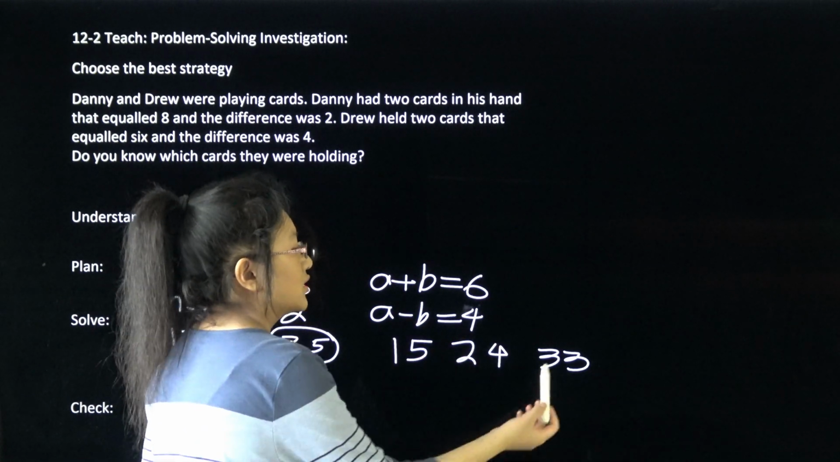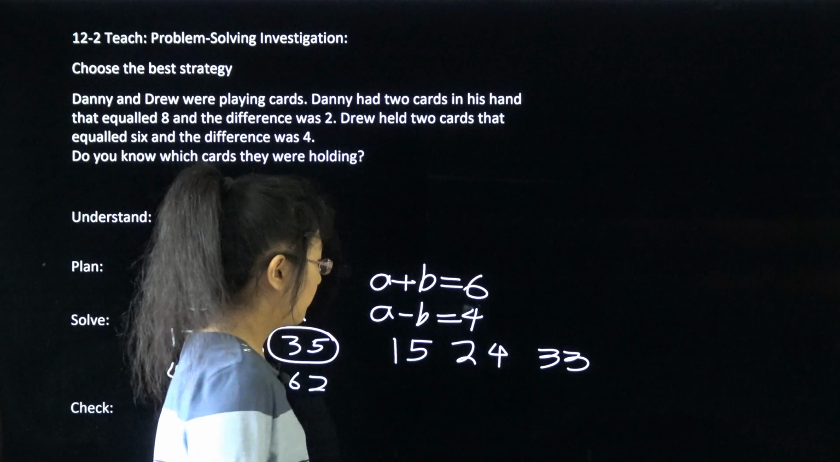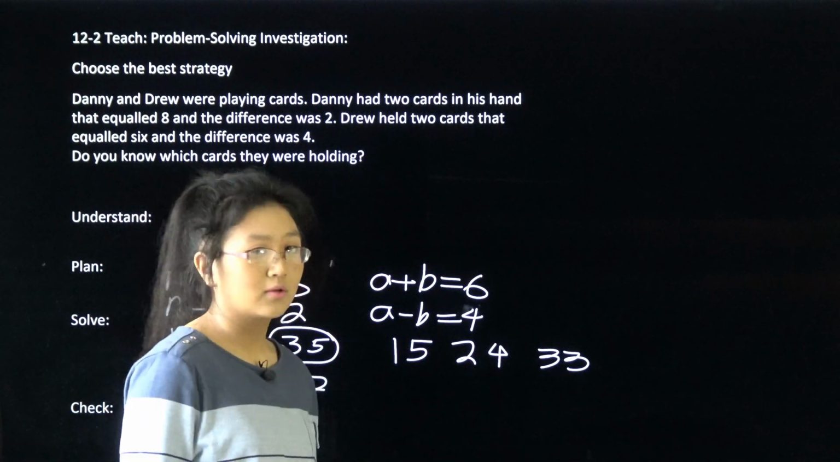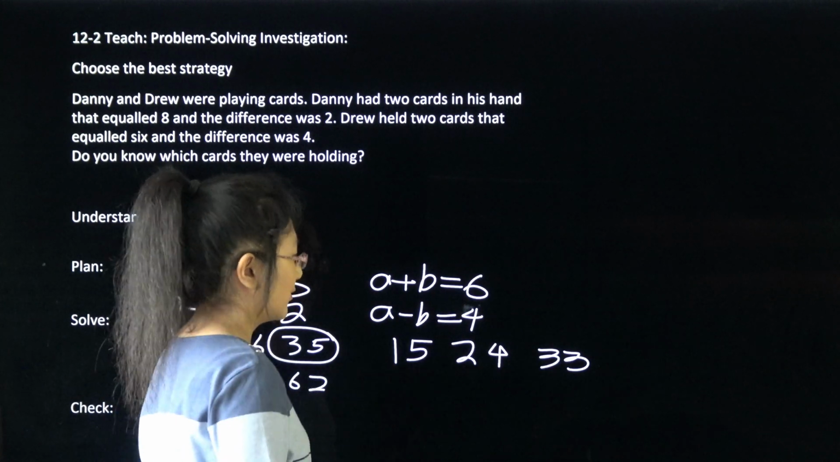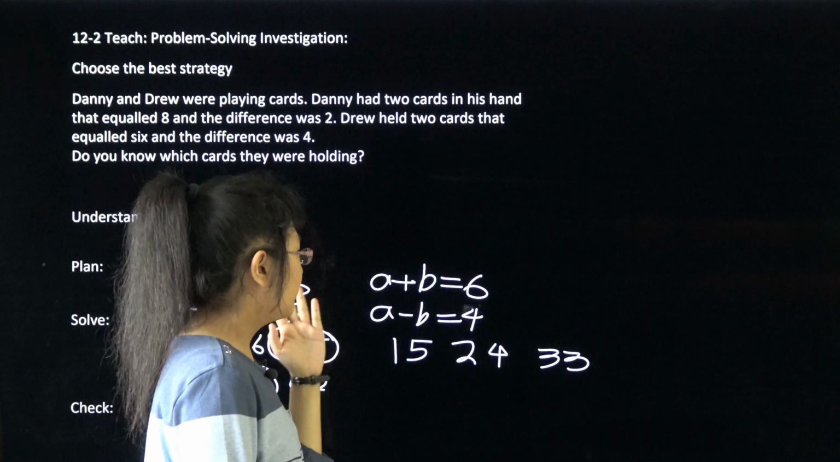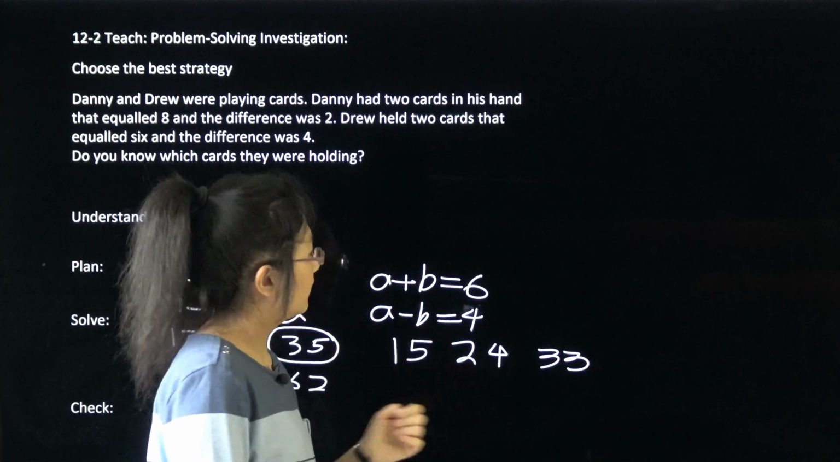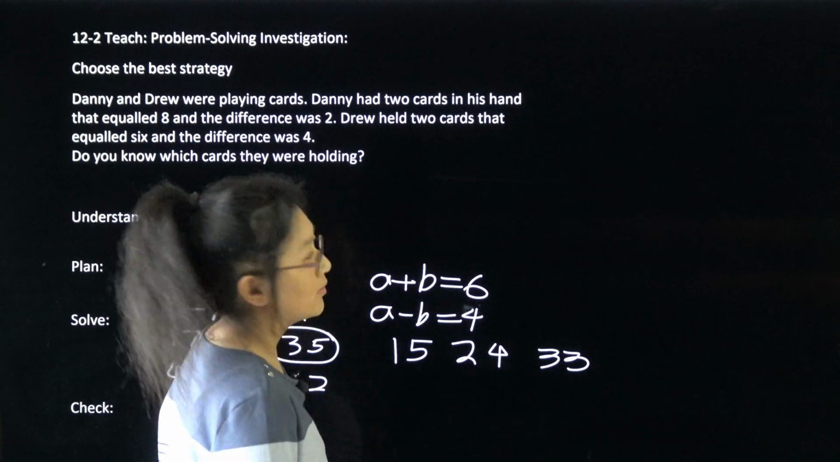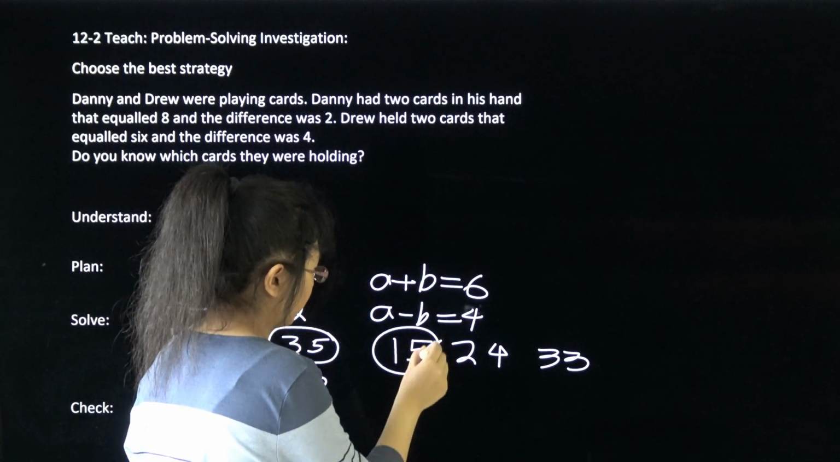So now we do the subtraction. 3 minus 3 equals 0. 0 is not equal to 4. 4 minus 2 equals 2. 2 is not equal to 4. But 5 minus 1 equals 4. So 5 plus 1 equals 6, and 5 minus 1 equals 4. This also fits in with the 2 cards that Drew has. So Drew has the cards 5 and 1.